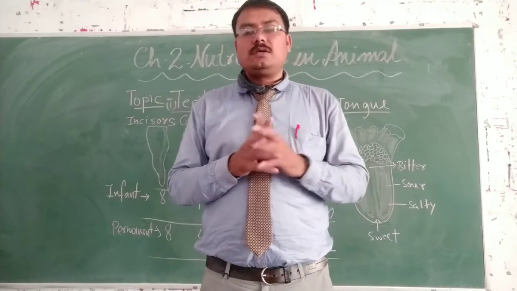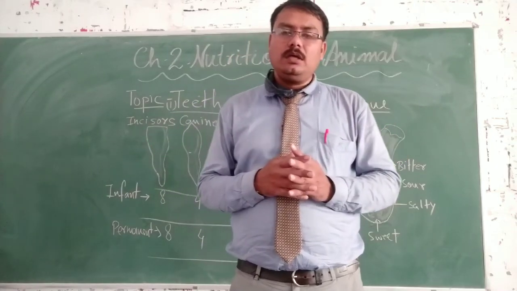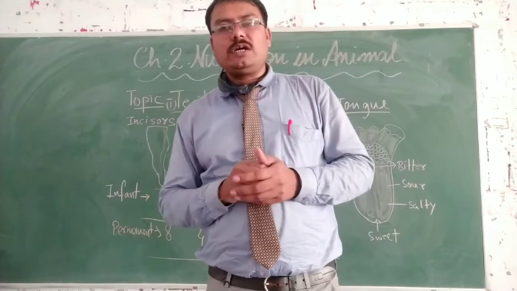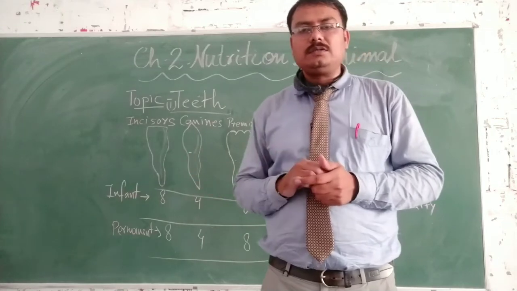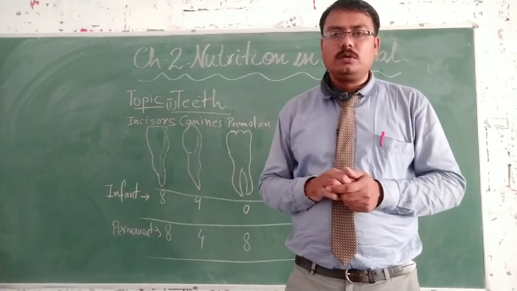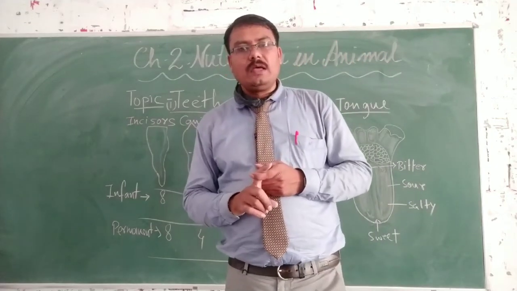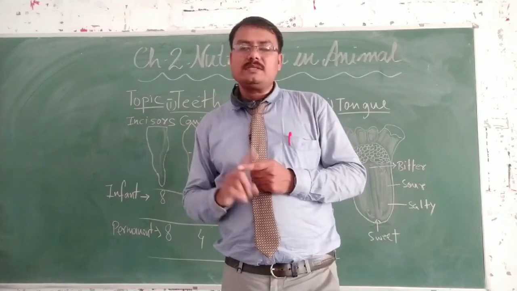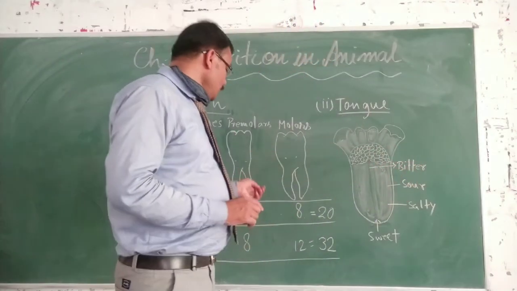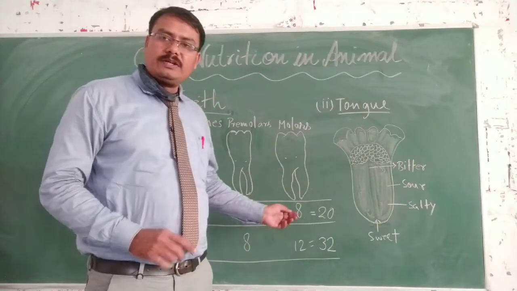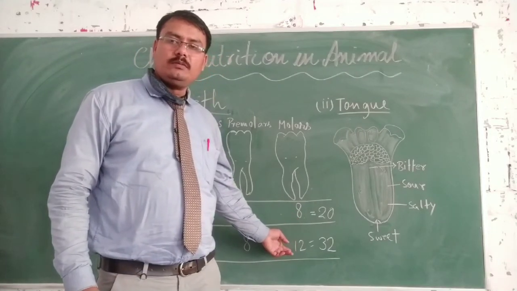So there is a difference in the number of teeth in the infant and the adult. The number of teeth present in the infant child is about 20, and the number of teeth present in the adult is about 32, and those are called the permanent teeth. One of the differences is that in infants the premolar is absent, and the number of molars is only 8. But in adults, the number of molars increases by 4, 2 in each jaw.